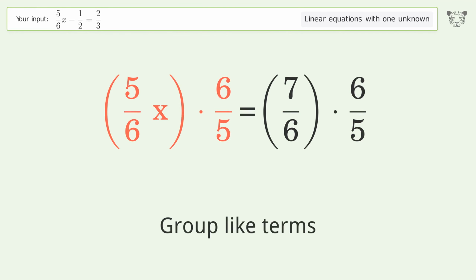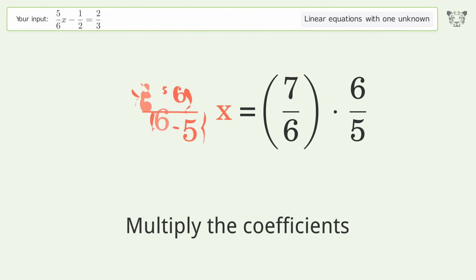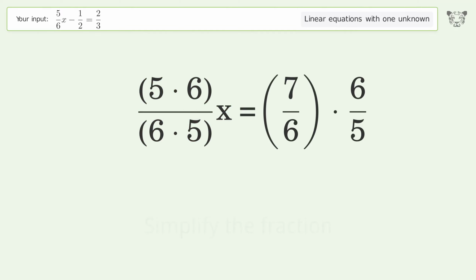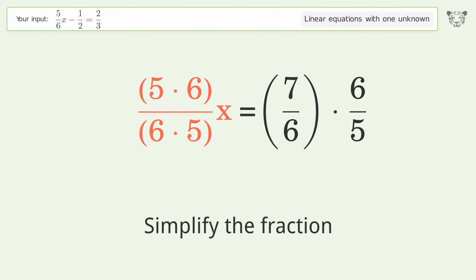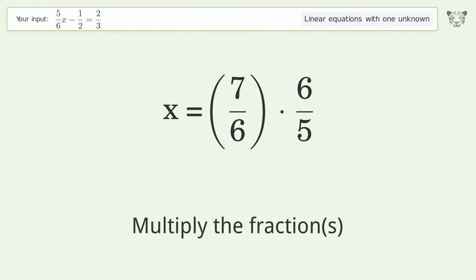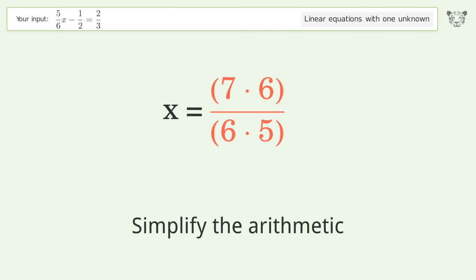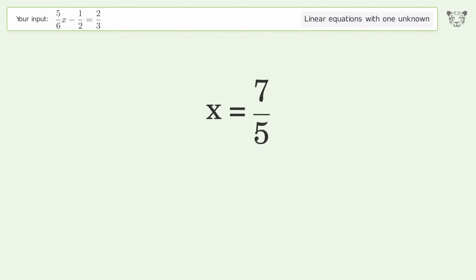Group like terms. Multiply the coefficients. Simplify the fraction. Multiply the fractions. Simplify the arithmetic. And so the final result is x equals 7/5.